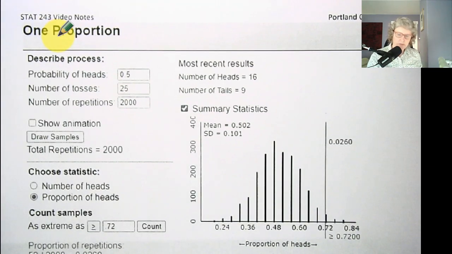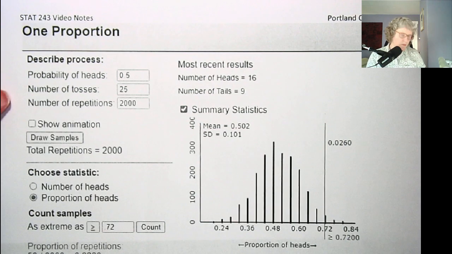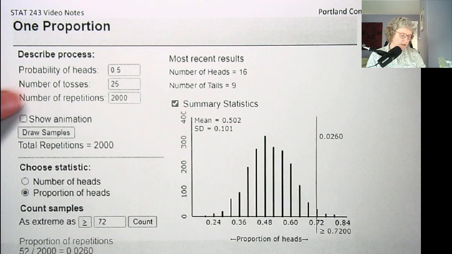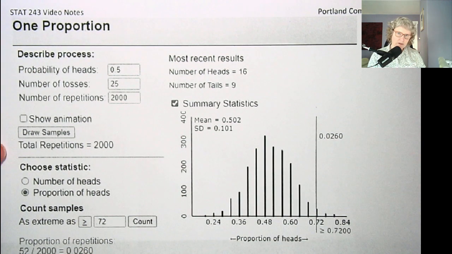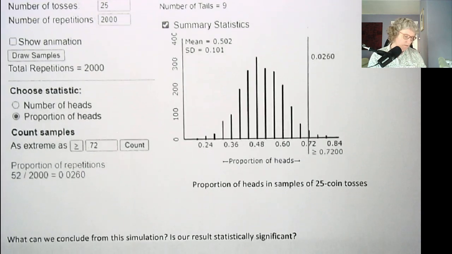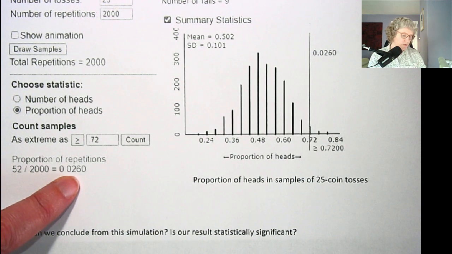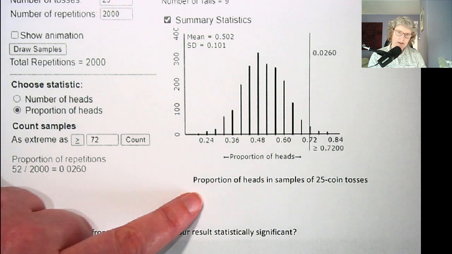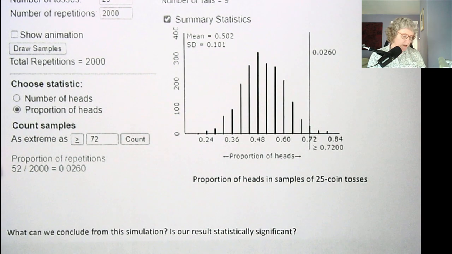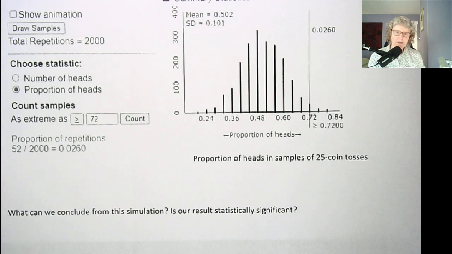Okay, so then on the next page, you'll see another screenshot. So let me put this up here. And this is what we did. So we kept it 50-50, 25 tosses. We had 2,000 repetitions. And that time I got 52 out of 2,000, so about 0.26. And I kept my more specific title here. So as you're doing it, you'll see that you get a different answer as well, right? Every time we do it, we'll get a different answer because there's that element of randomness, and that's just normal variation.